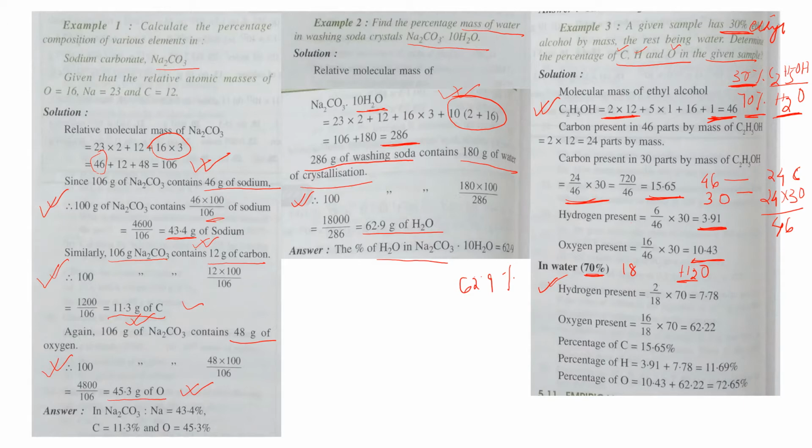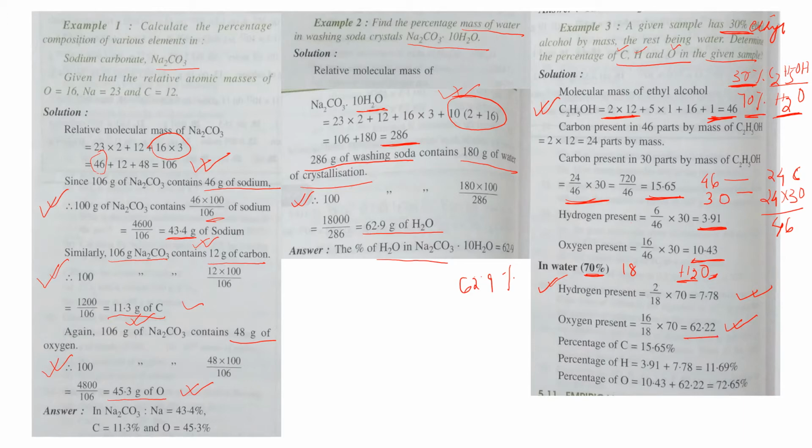So that is coming to 7.78. Okay. Then oxygen you find out similarly. Oxygen is 16, you know here. So 16 into 70 by 18. So it is 62.22 because 70 parts of water is there. So 18 parts containing 2 parts of hydrogen. So 70 parts containing how much? Similarly for oxygen also you are getting 62.22.